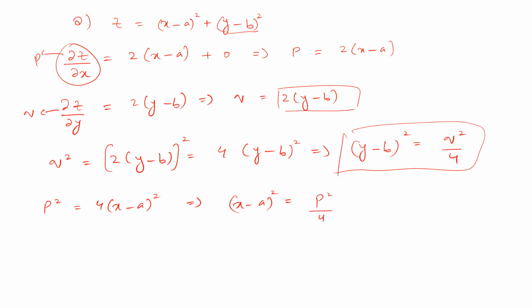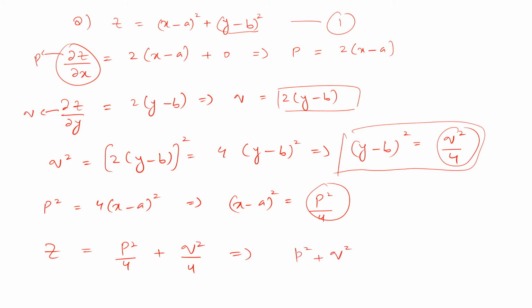Now I will put this p squared over 4 and q squared over 4 in the original equation, that is equation number 1, and what I will get is z is equal to p squared over 4 plus q squared over 4, and this implies that p squared plus q squared is equal to 4z. So this is our partial differential equation.